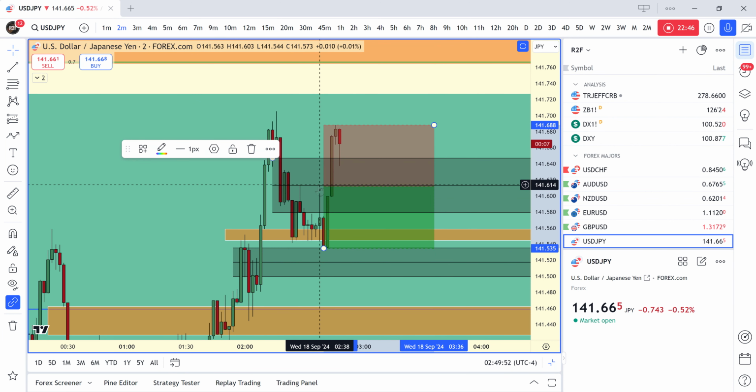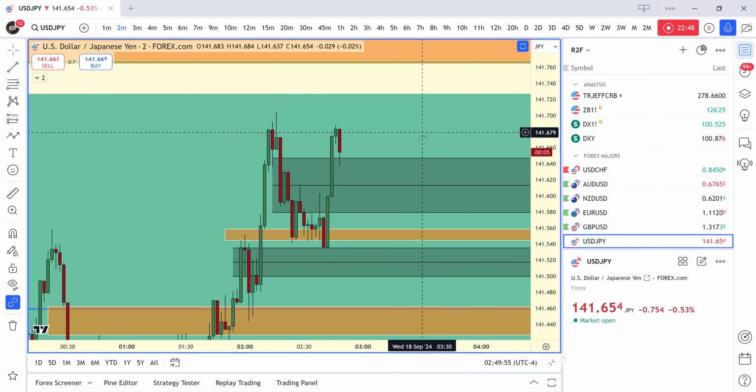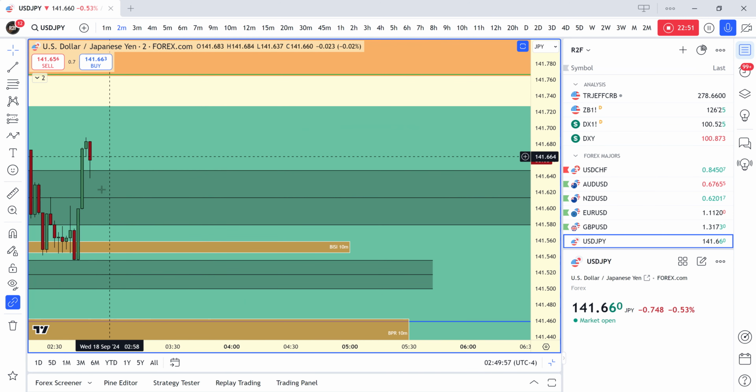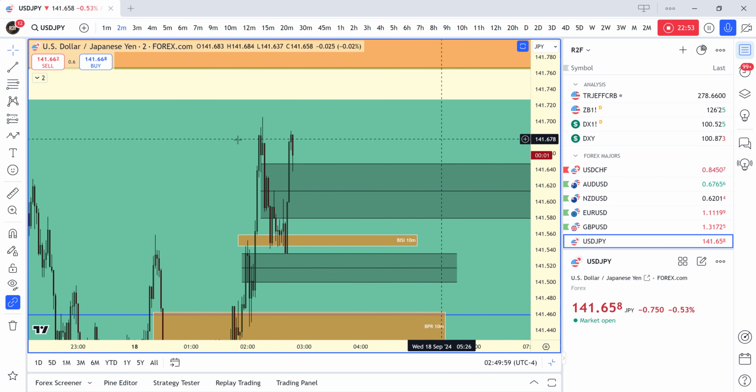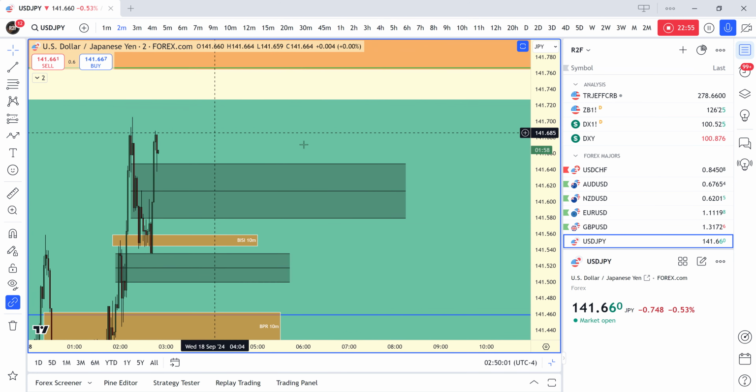We'll say premium equilibrium is at that point there. The middle of this gap is the equilibrium of this whole range. So I'm just going to remove that. Sorry, I forgot what kind of gap that was. It was 15 minute.